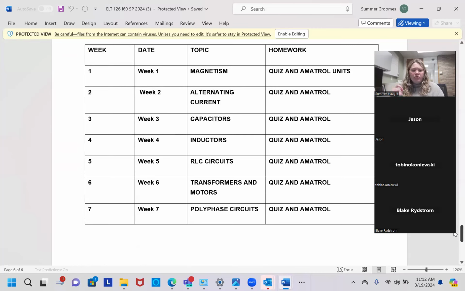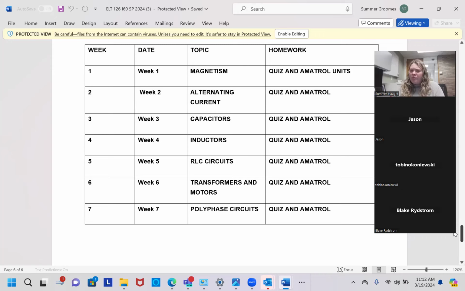All right, and then this is just an idea of the schedule of what we're going to talk about each week. Week 1 is all about magnetism and electromagnetism. Week 2 is when we start talking about alternating currents, or AC. And then through that, we dive into more specific topics, like capacitors, inductors, RLC circuits, transformers and motors, and then polyphase circuits. So that's like phase 1 and phase 3 typically.